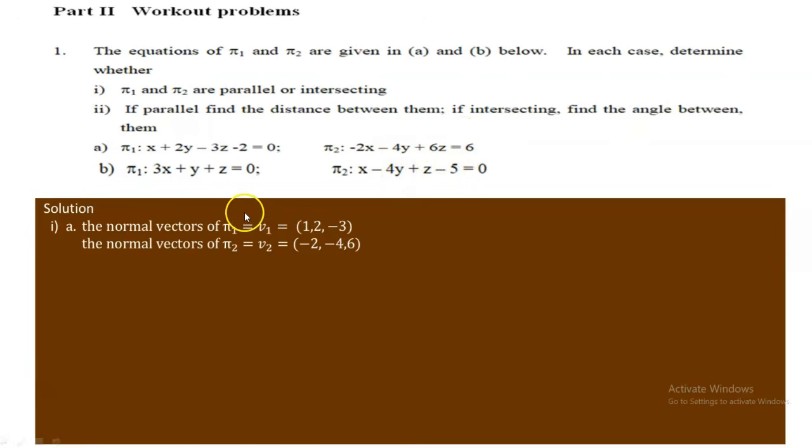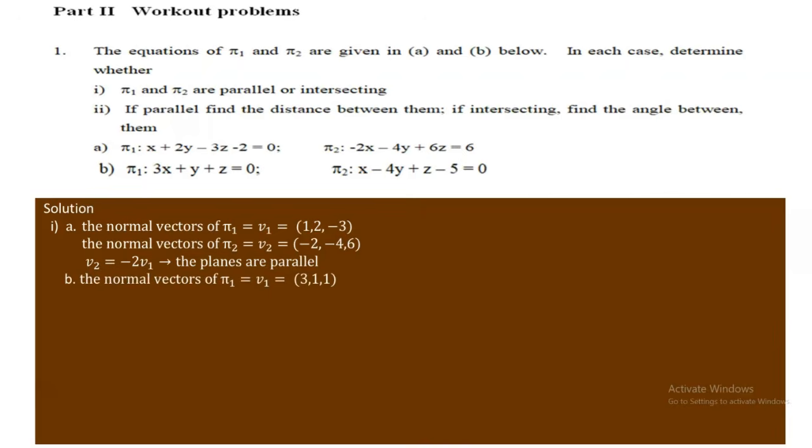Now, when you observe these two in A, these two vectors are parallel because one is a scalar multiple of the other. If you, for instance, multiply each component of v1 by -2, you will obtain this, because -2 times 1 is -2, -2 times 2 is -4, and -2 times -3 is +6. So this shows you that the two vectors are parallel. If the two vectors are parallel, what can be said about the planes? The planes are also parallel. See, students? So the planes are parallel.